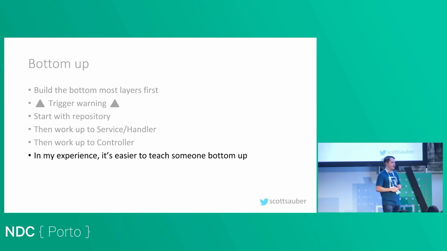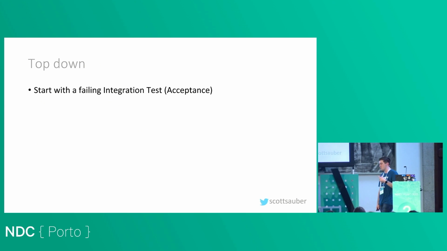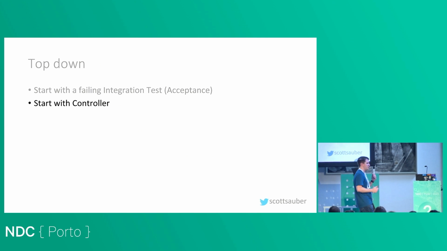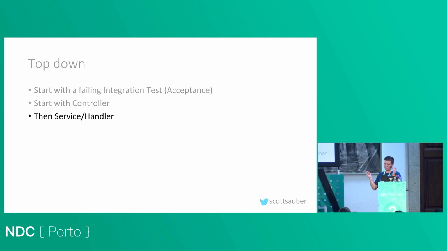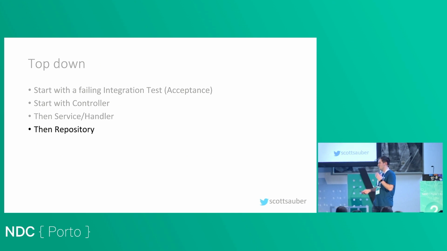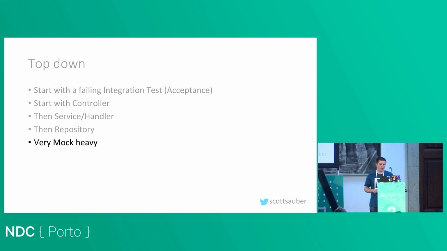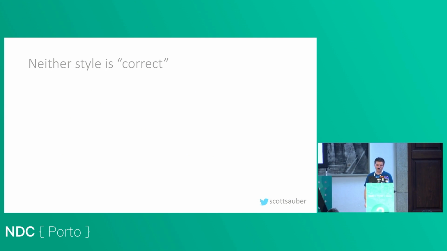Top-down takes the opposite approach, where basically you start with some sort of failing integration or acceptance test, and then you start with a controller and test that in isolation. Then usually you're like, oh, this controller talks to a service, so I'm going to go ahead and mock out the service and test that in isolation, or a handler or whatever you're doing. And then that usually talks to a repository, so then I'm going to go ahead and mock that out. And so typically with top-down, things are pretty mock-heavy. So that can be a downside of top-down, that you're starting with the topmost and then working your way down. So these are two different approaches for handling test-driven development.